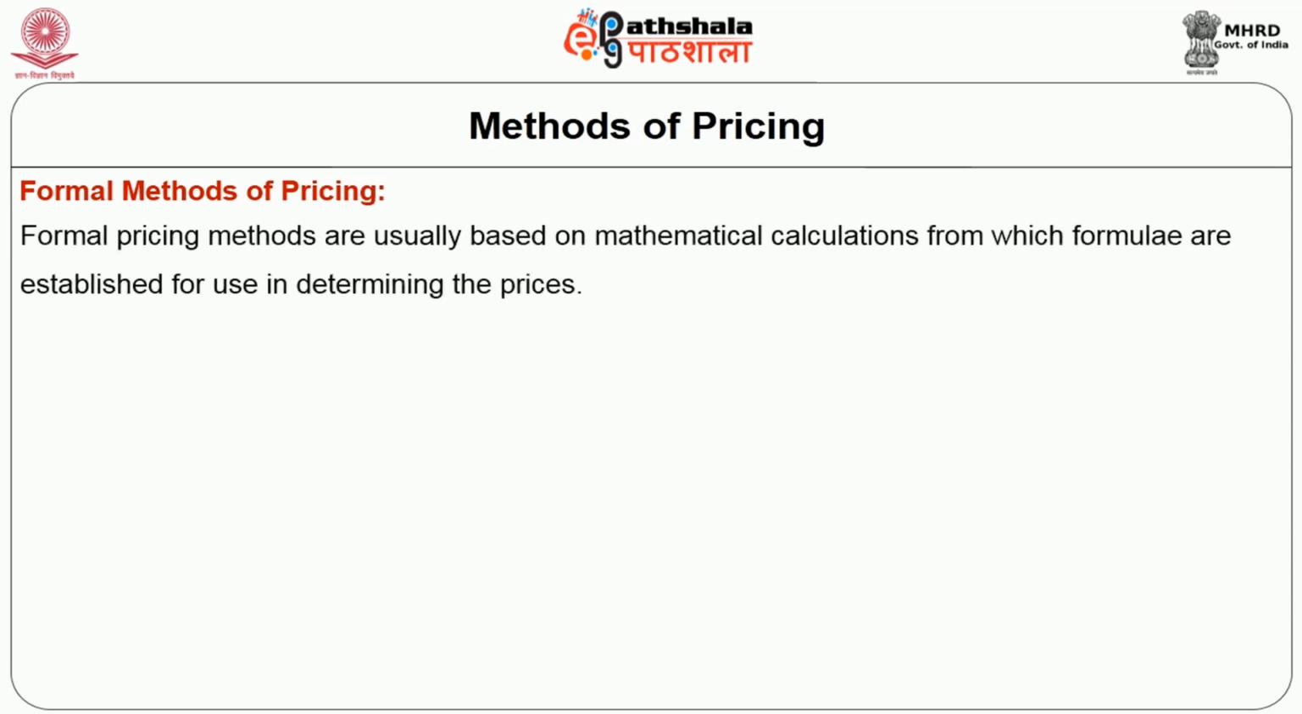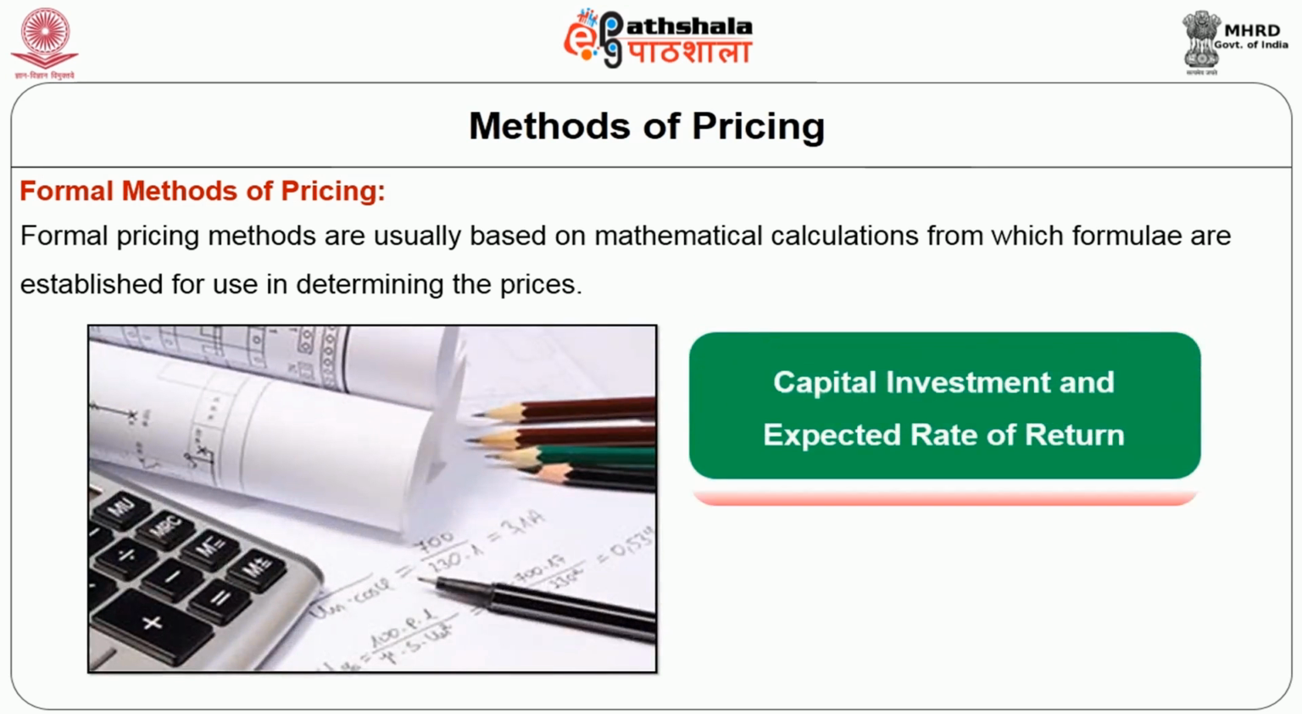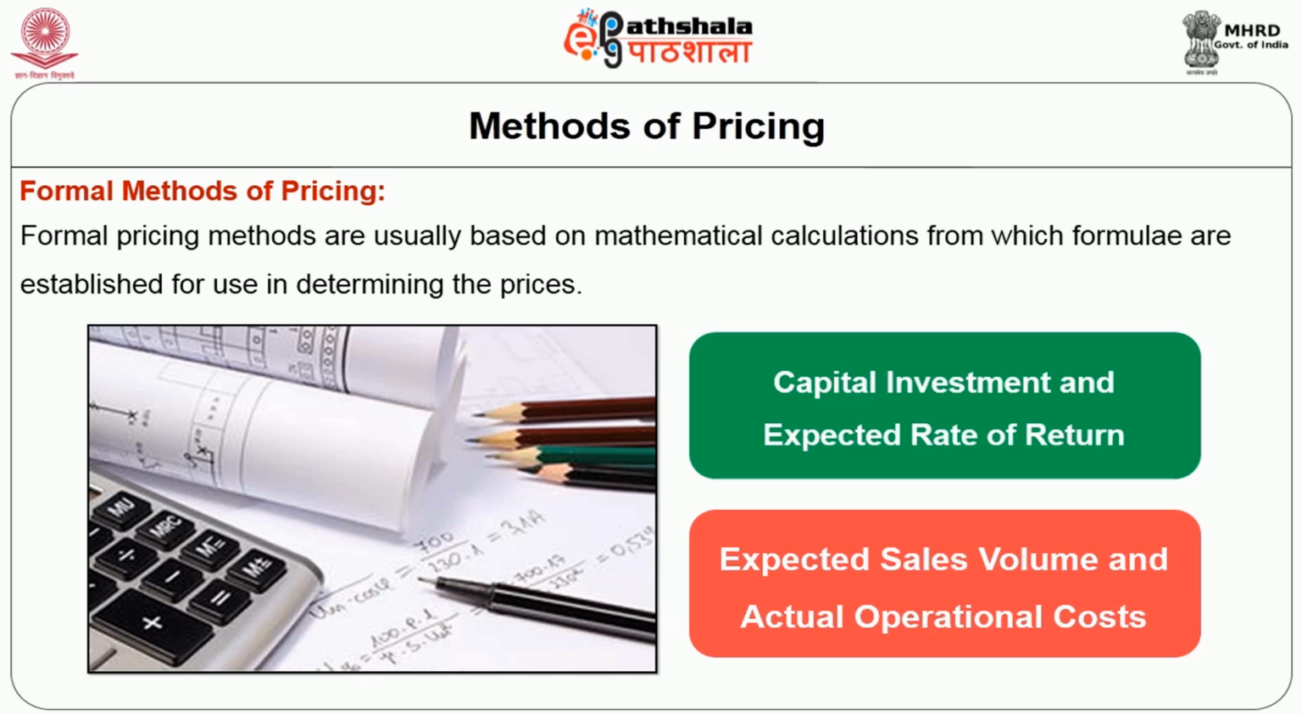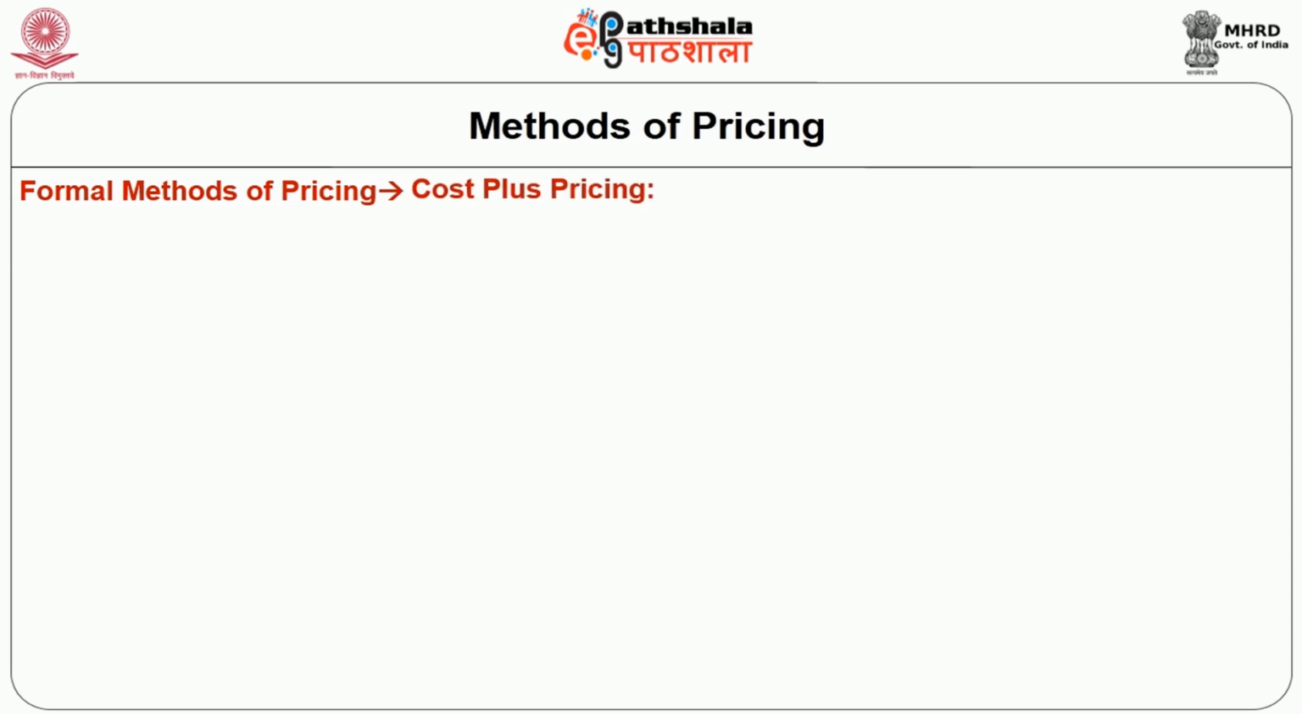Formal methods of pricing. Formal pricing methods are usually based on mathematical calculations from which formulae are established for use in determining the prices. These methods usually take into account factors like capital investment and expected rate of return, expected sales volume and actual operational cost. The most common formal methods of pricing are cost plus pricing.